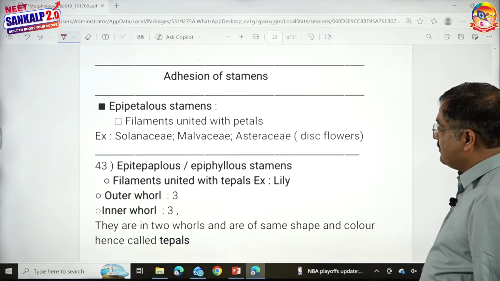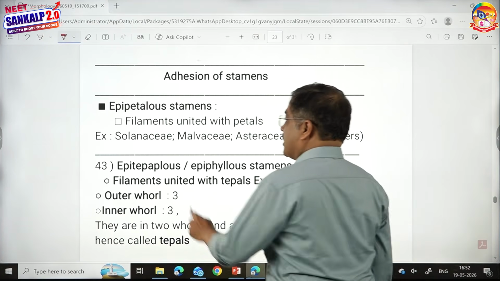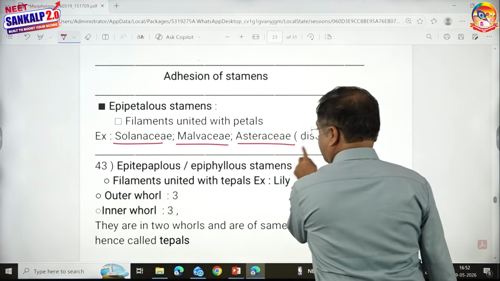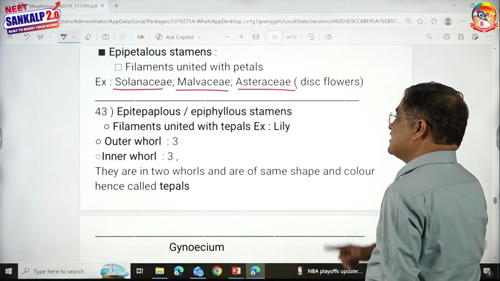Coming to adhesion of stamens. Epipetalous: filaments fuse with petals. This is seen in Solanaceae, Malvaceae and Asteraceae. Epitepalous or epiphyllous: filaments united with tepals.